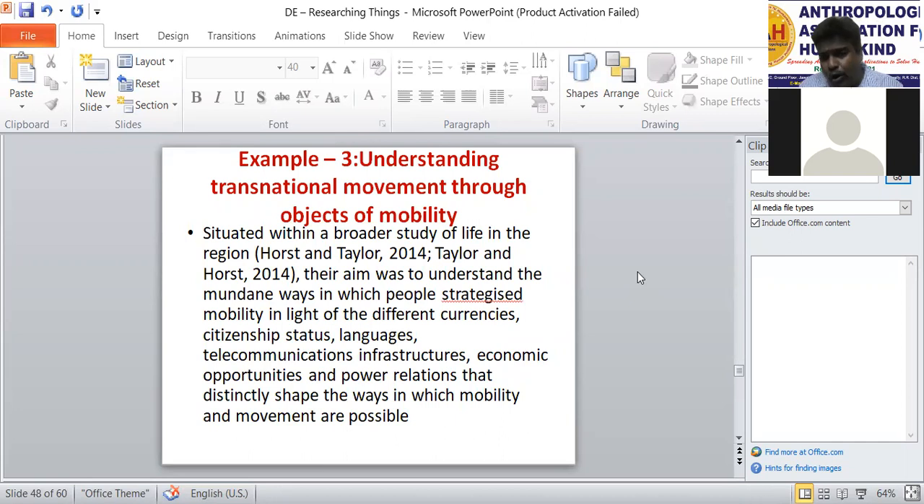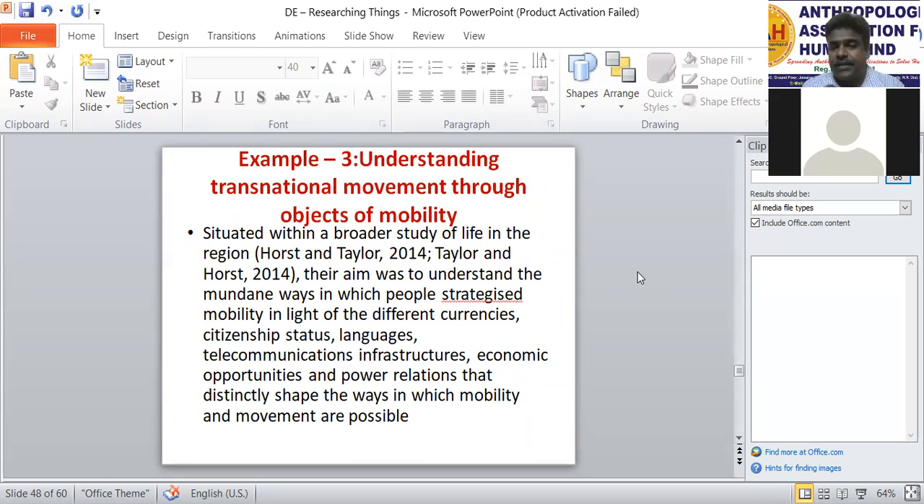Situated within a border study of life in the region, Horst and Taylor's aim was to understand the mundane ways in which people strategized mobility in light of the different currencies, citizenship status, languages, communication technologies, telecommunications infrastructures, economic opportunities, and power relations that distinctly shape the ways in which mobility and movement are possible.